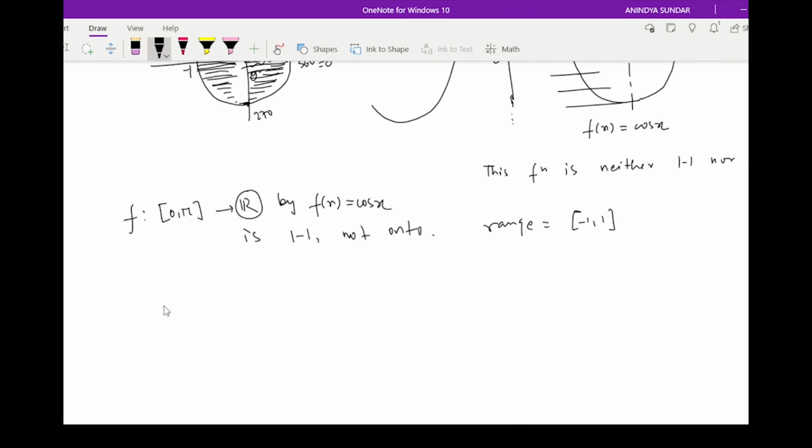So now I have to set another restriction. I will set 0 to pi as the domain and -1 to 1 as the codomain. Now I can see that this function is both one-one and onto. That means f is invertible. So f inverse exists.